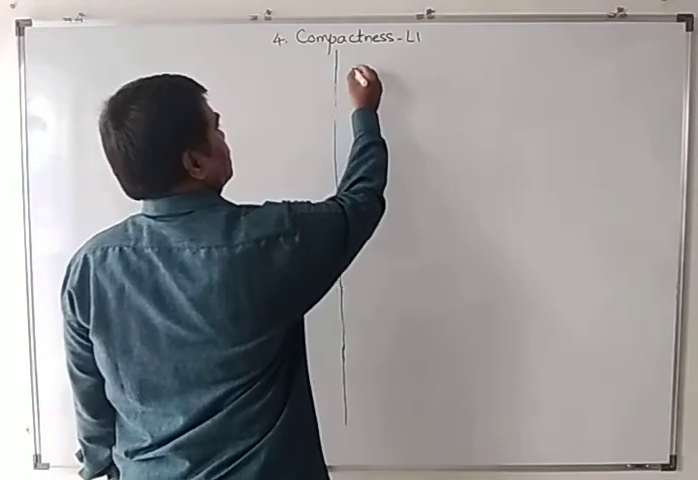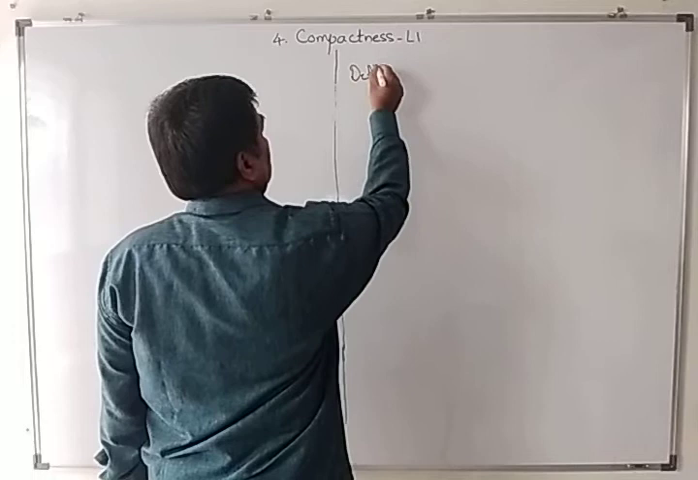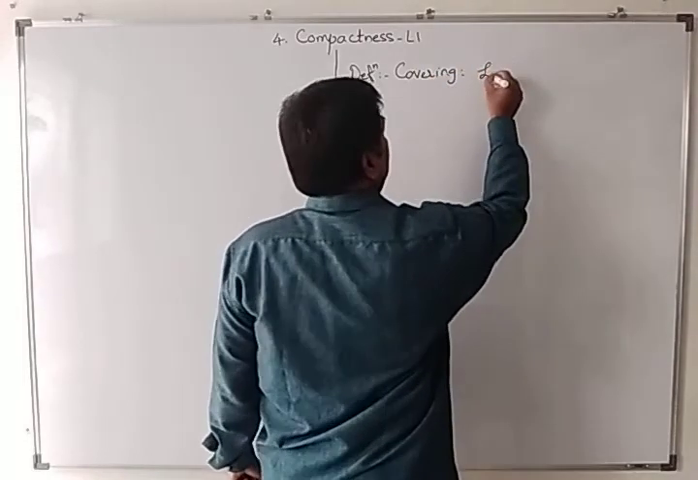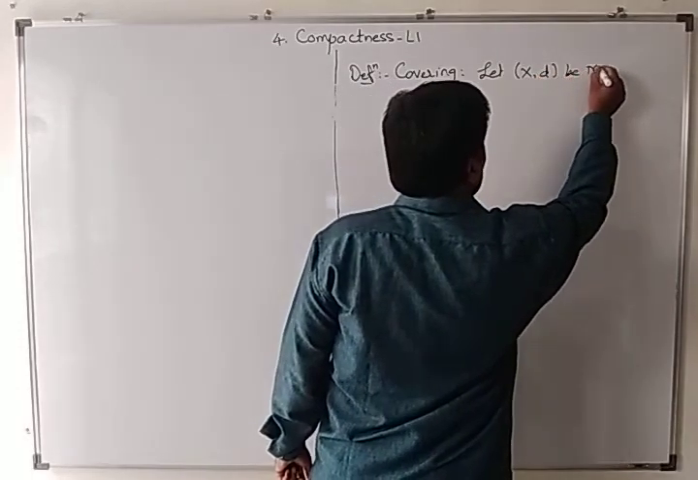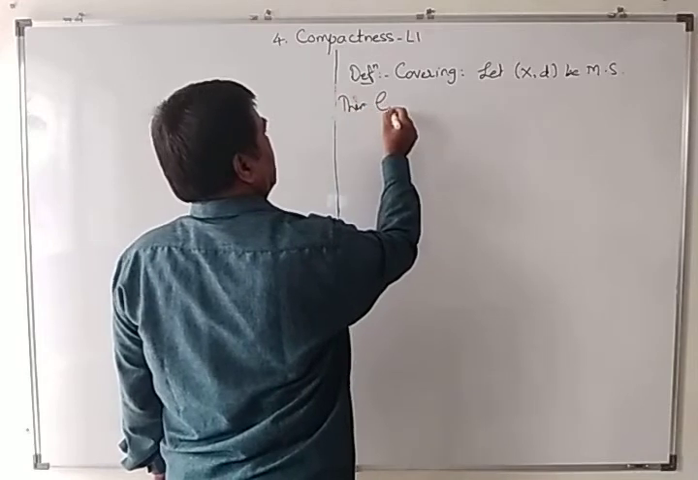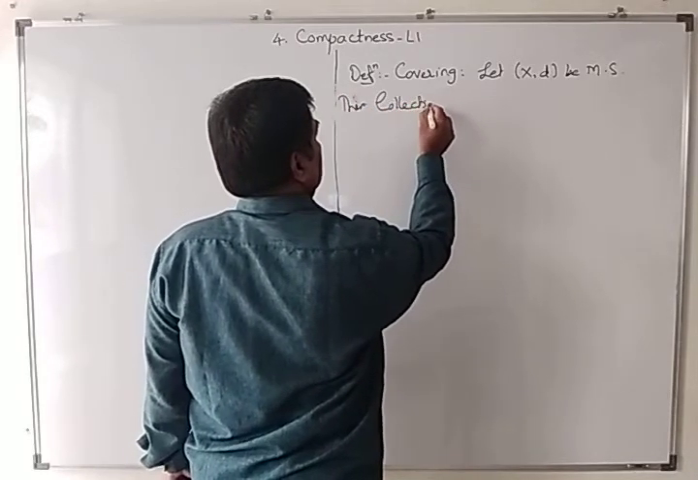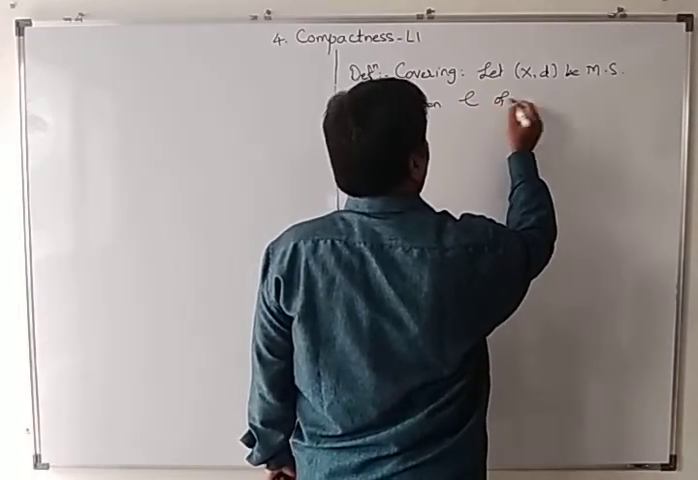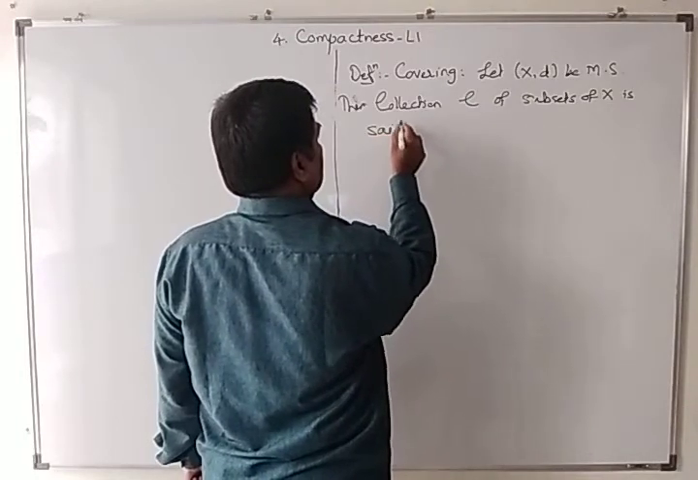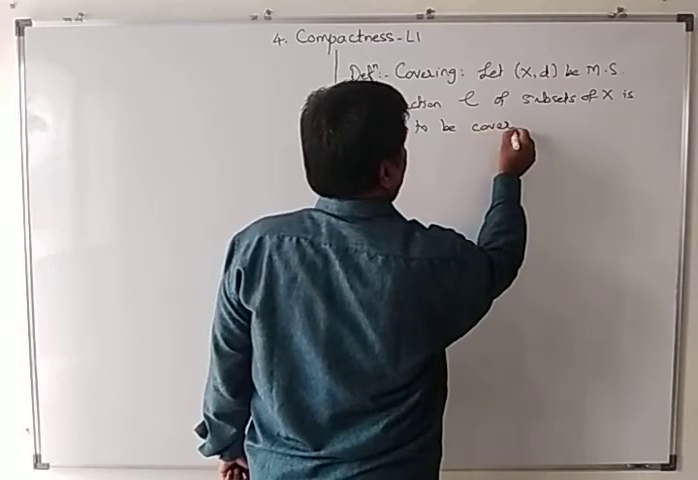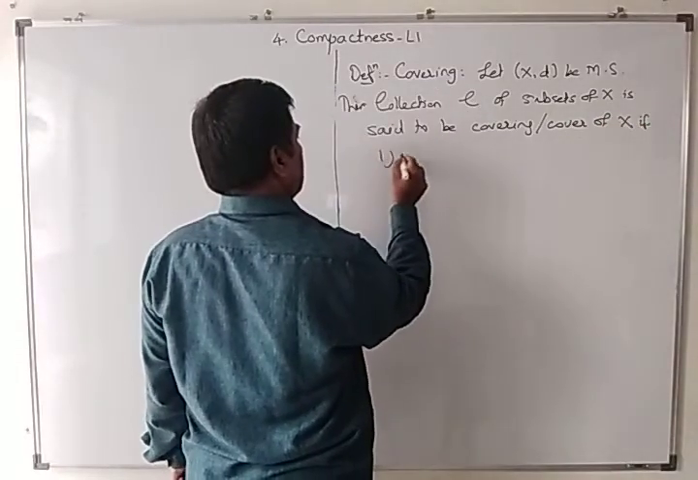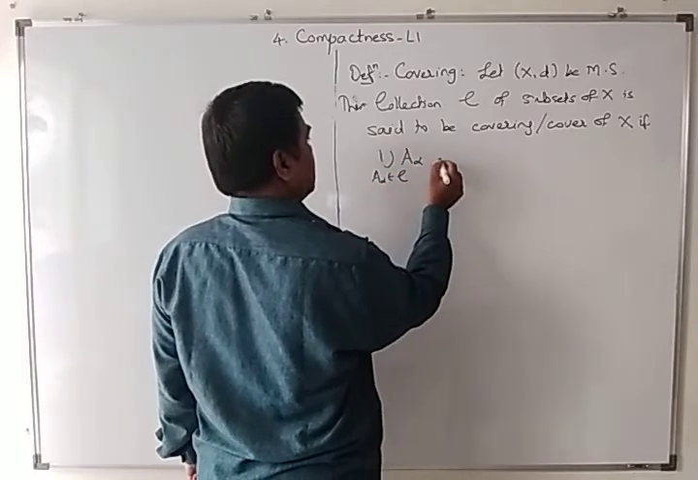Definition: covering or open cover. Let (X, d) be a metric space and C be a collection of subsets of X. C is said to be a covering or cover of X if the union of A alpha, alpha belonging to C, is equal to X.